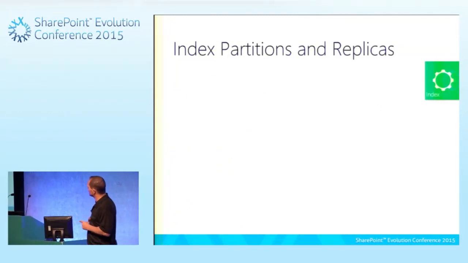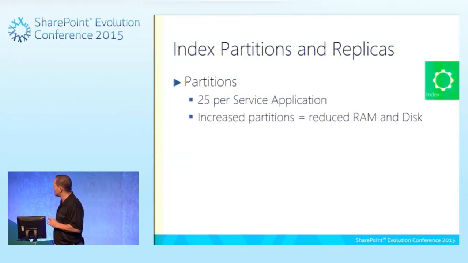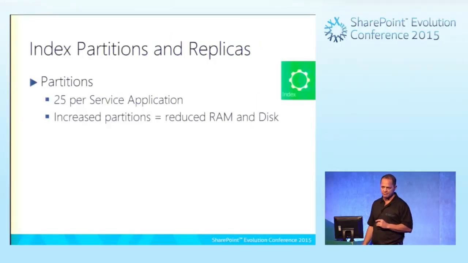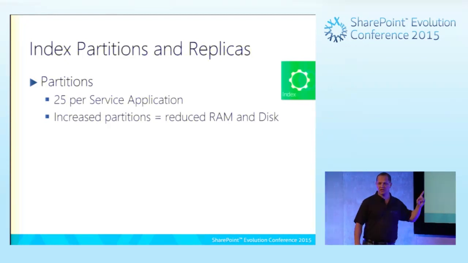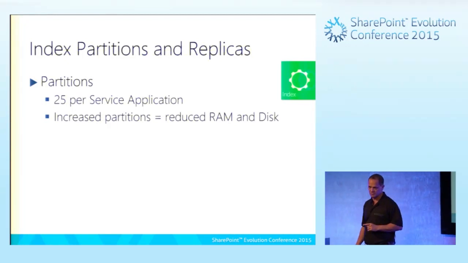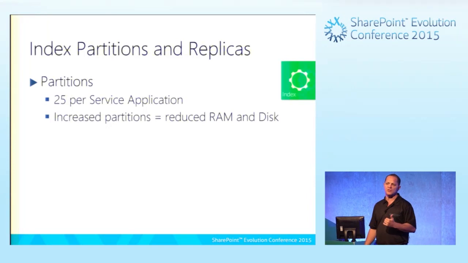All right, index partitions and replicas. I need to speed things up a little bit. You're allowed 25 partitions per service application. If you increase the partitions, and this is a very positive point, you reduce the amount of RAM you use, and you reduce the amount of disk by increasing the number of partitions you have. So if you have 1 index partition, and you split that up into 6 index partitions, all of a sudden you will have a reduced amount of RAM and a reduced amount of disk.